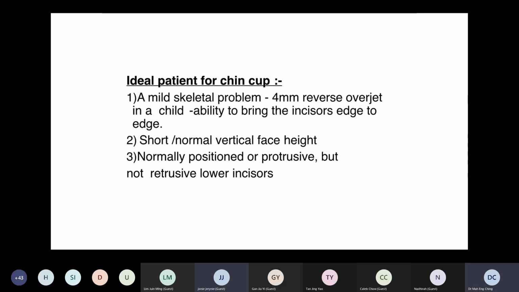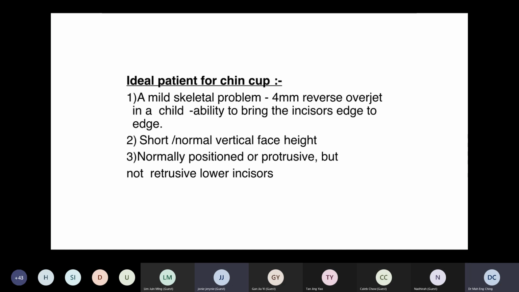The ideal patient for a chin cup has a mild skeletal problem, which is about 4 millimeters of reverse overjet in a child, with the ability to bring the incisors edge to edge. Usually we ask the child to try to retrude the mandible and achieve the edge to edge bite. If they can do that, then it's a good case to start the chin cup. If they cannot manage that, the skeletal problem is more than mild, maybe a moderate case, which is not suitable for chin cup.